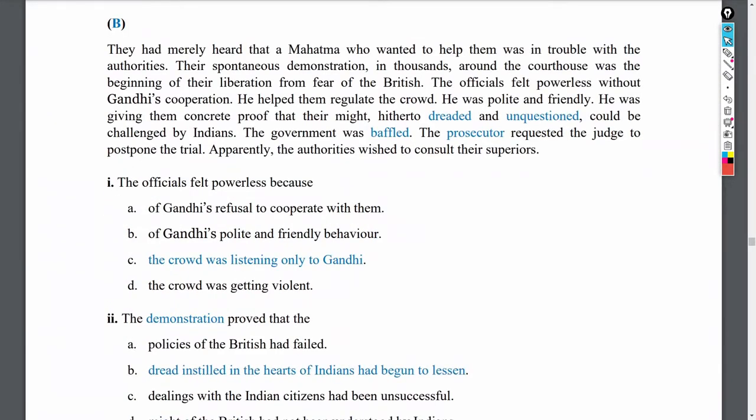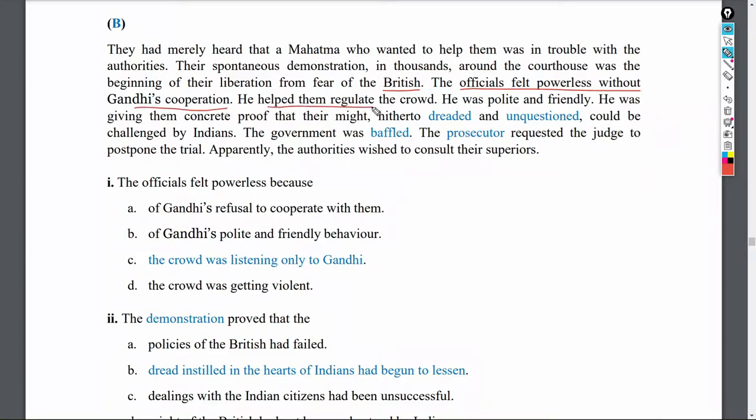See the next question. So this is passage number next, passage B. "That meek-hearted Mahatma who wanted to help them was in trouble with the authorities. Their spontaneous demonstration in thousands around the courthouse was the beginning of their liberation from the fear of the British. The official felt powerless without Gandhi's cooperation.